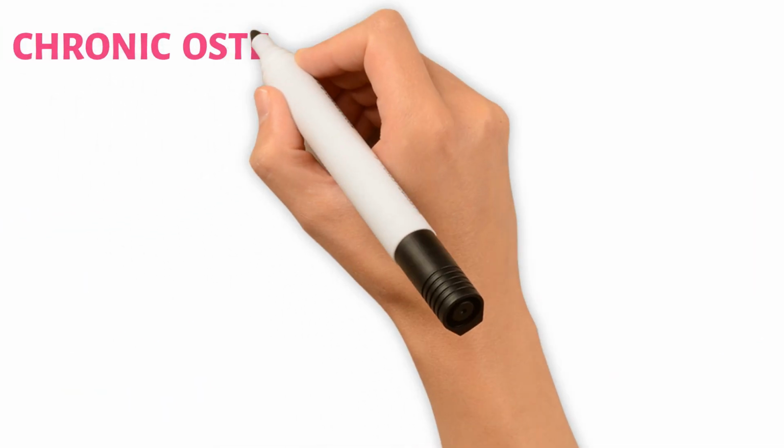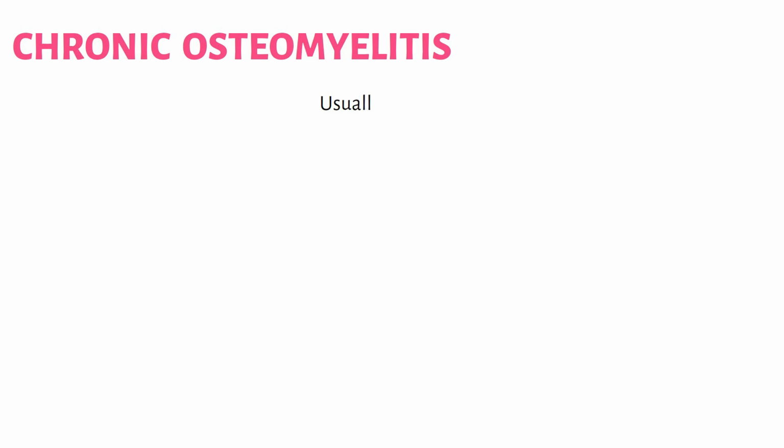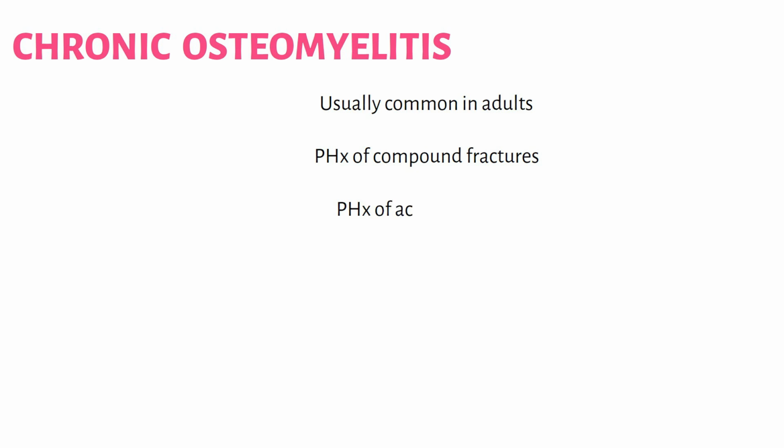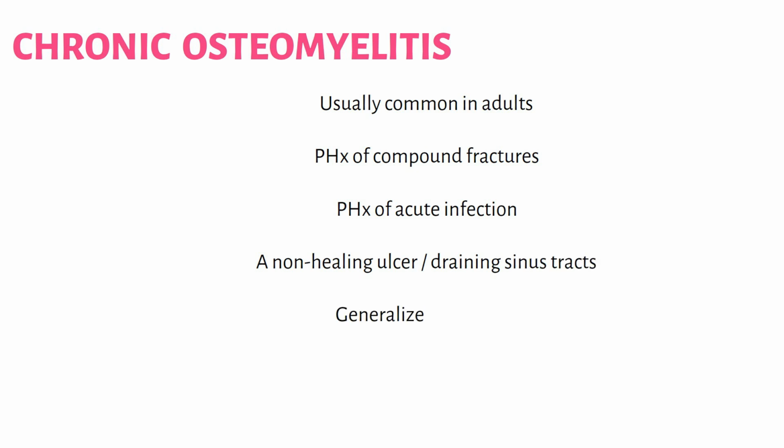Chronic osteomyelitis is usually common in adults with a history of compound fractures, and they'll complain of a previous acute infection which was unresponsive to treatment or relapsing even after treatment. You might also find a non-healing ulcer or a draining sinus tract on examination, and here the bone pain would be more generalized, and they'll also have chronic fatigue and generalized malaise.